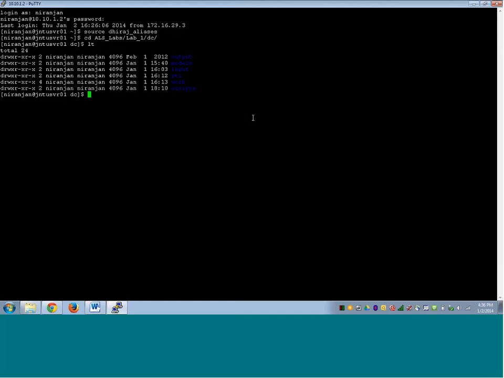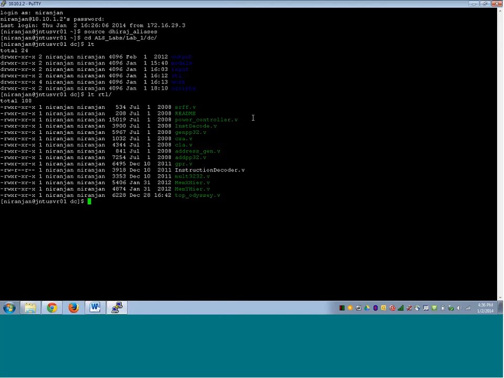So this is the structure in which we should arrange our files. This is the recommended structure. Obviously, you can follow your own structure also, but it should have some logical basis to it. This structure is something like this. In the RTL directory, you have all the RTL files. There is a README which tells what the changes are.